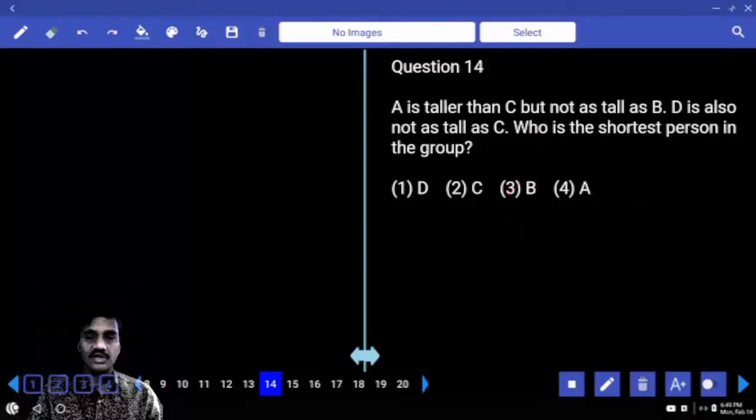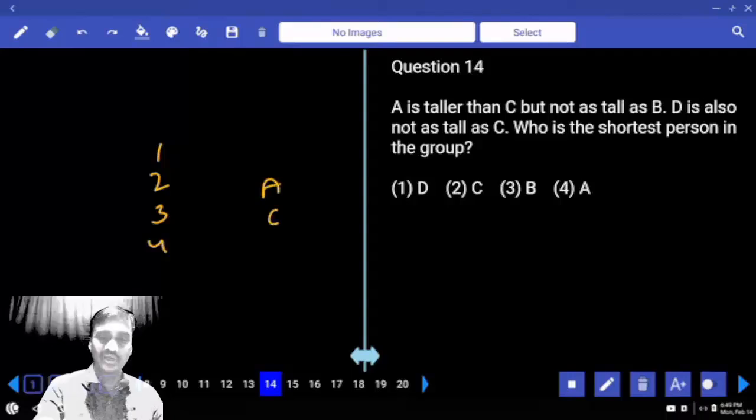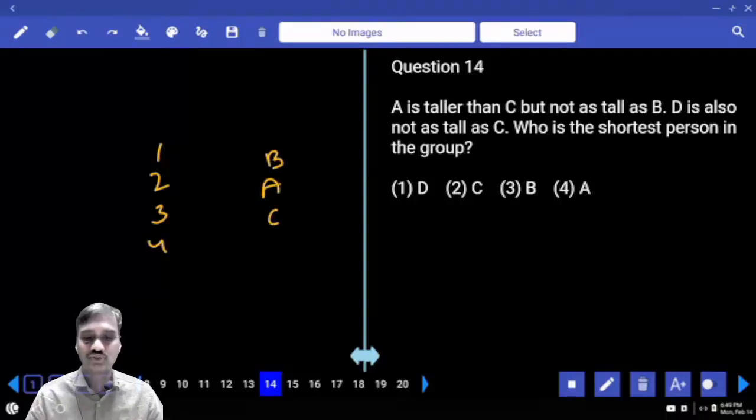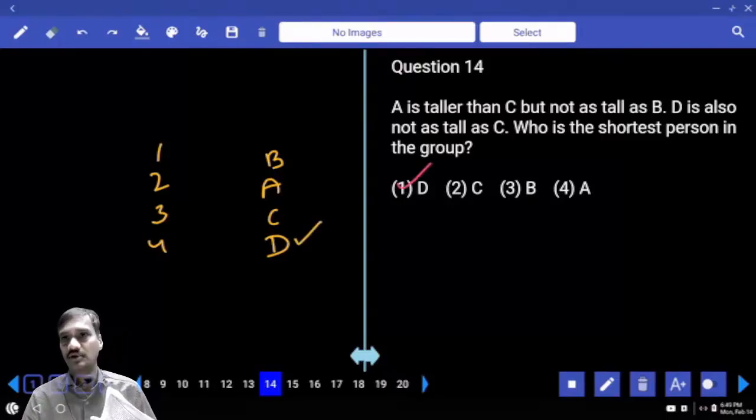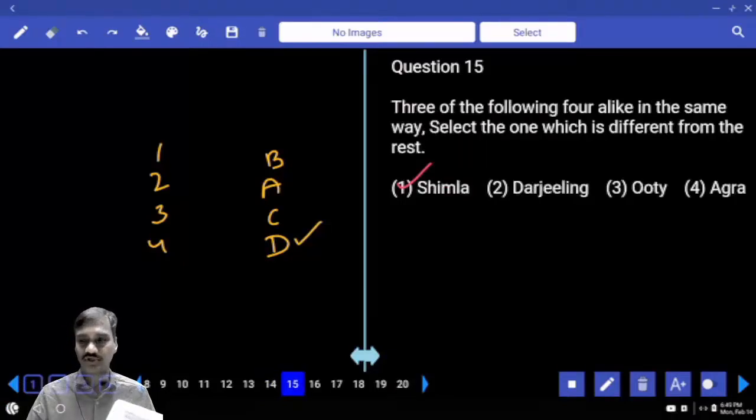Then 14. A is taller than C but not as tall as B. How many were there? There are 4 in total. A is taller than C but not as tall as B means B is taller than A. And at the same time, D is also not as tall as C. That means D is shorter than C. And so out of these 4, who is the shortest person in the group? D. D, that is given in choice 1, question number 14. Clear? Now in 14, D is the smallest, shortest.